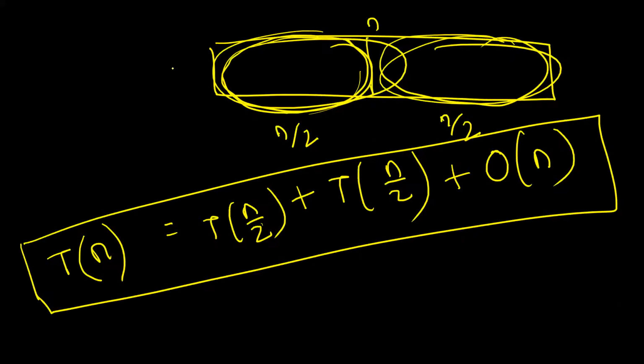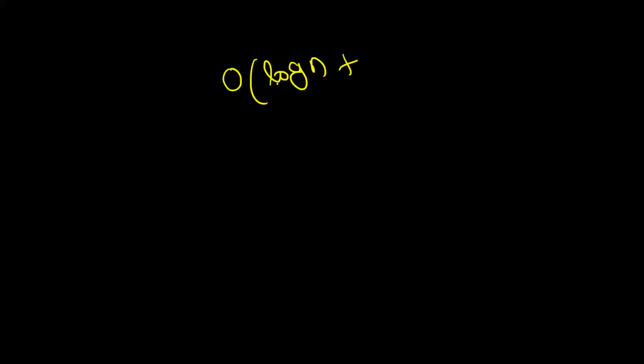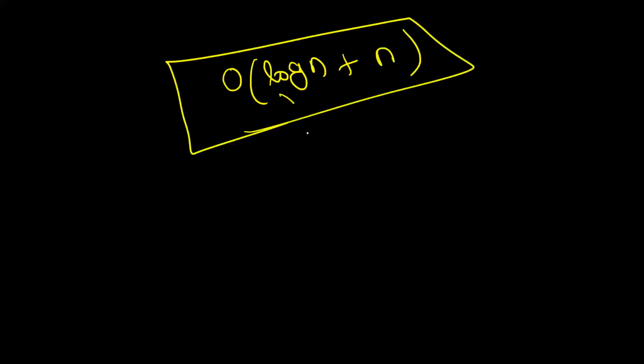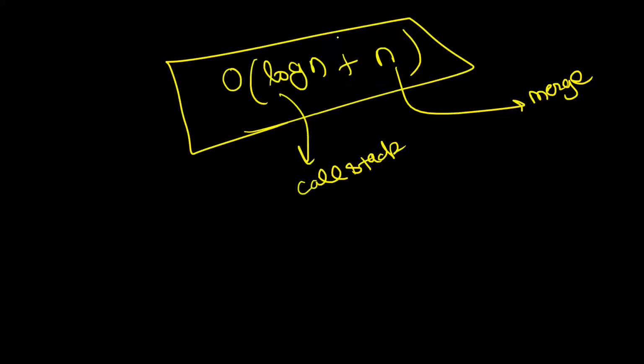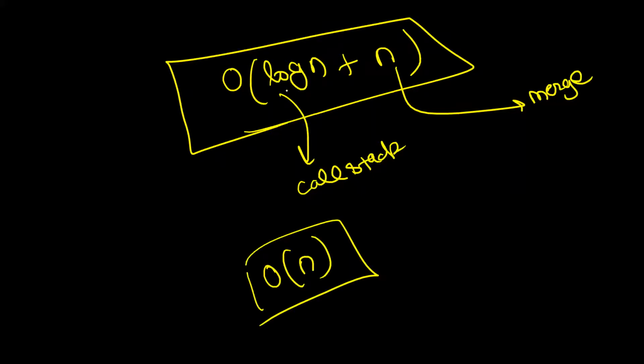So if I ask you what is the total space complexity, it is big O of log n plus n. Log n comes from the implicit call stack, and this big O of n comes from the merge method, because in the merge method, we are creating a temporary array. So if I ask you what is the worst case space complexity, it is big O of n, because n is the more dominating term when you compare it with log n. So the worst case space complexity is big O of n, and the worst case time complexity is big O of n log n.